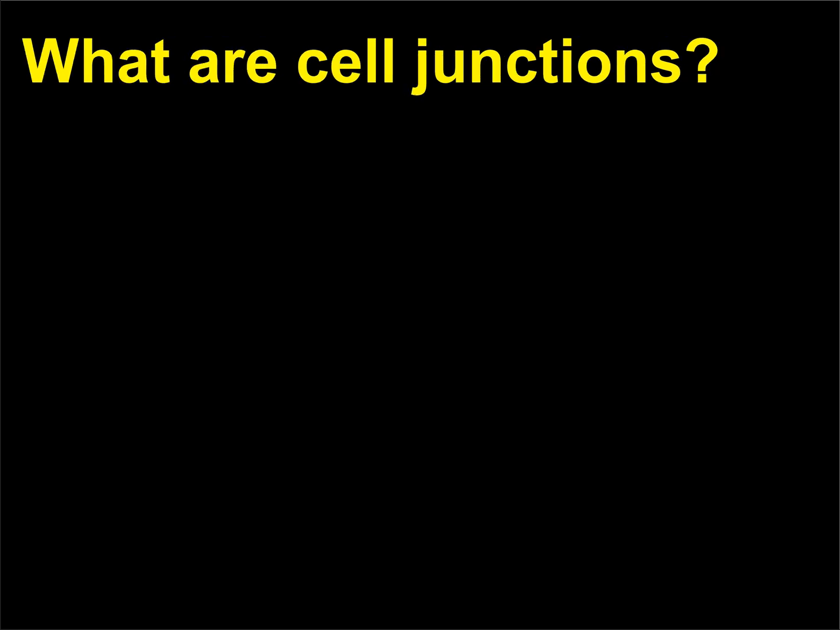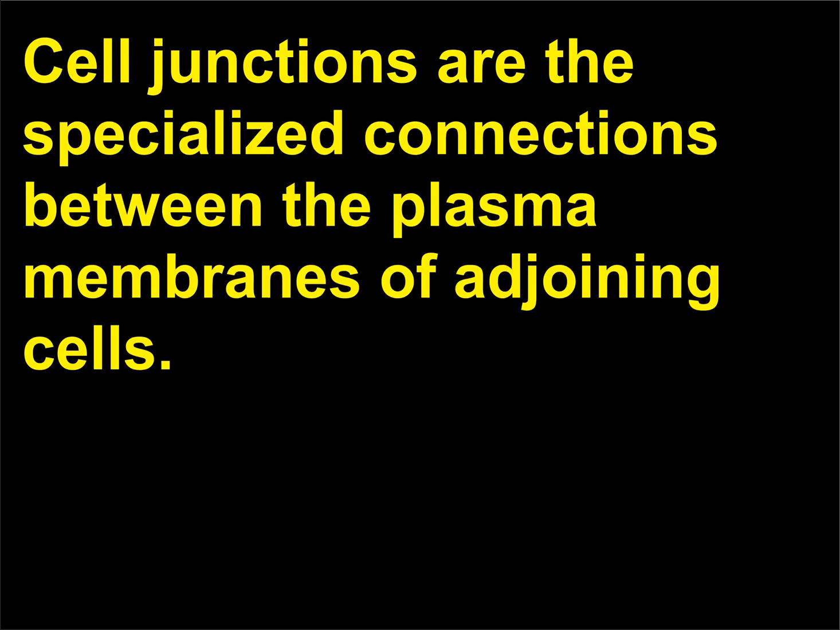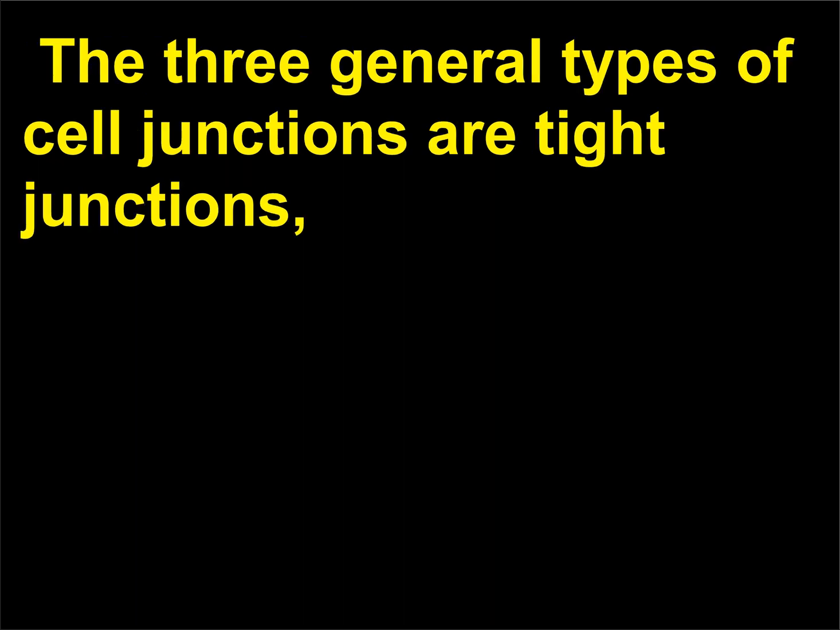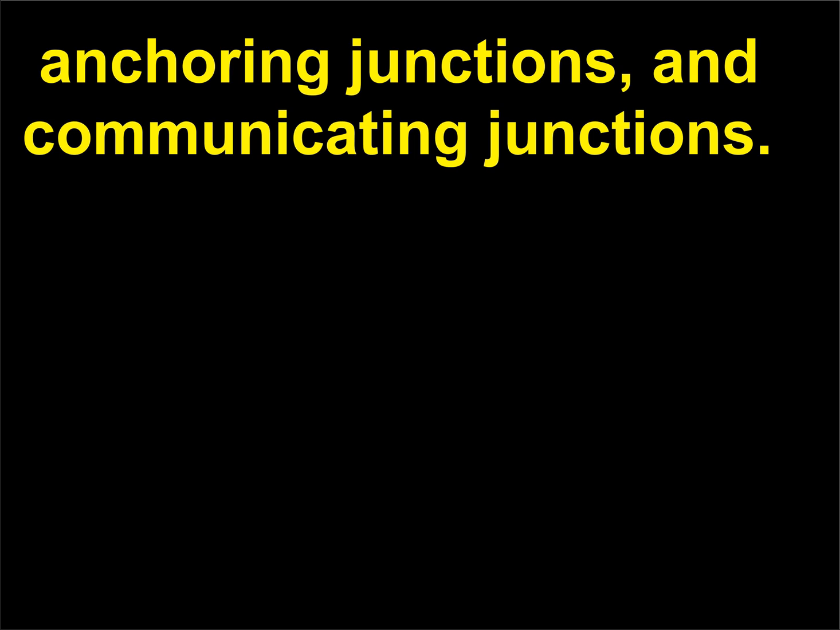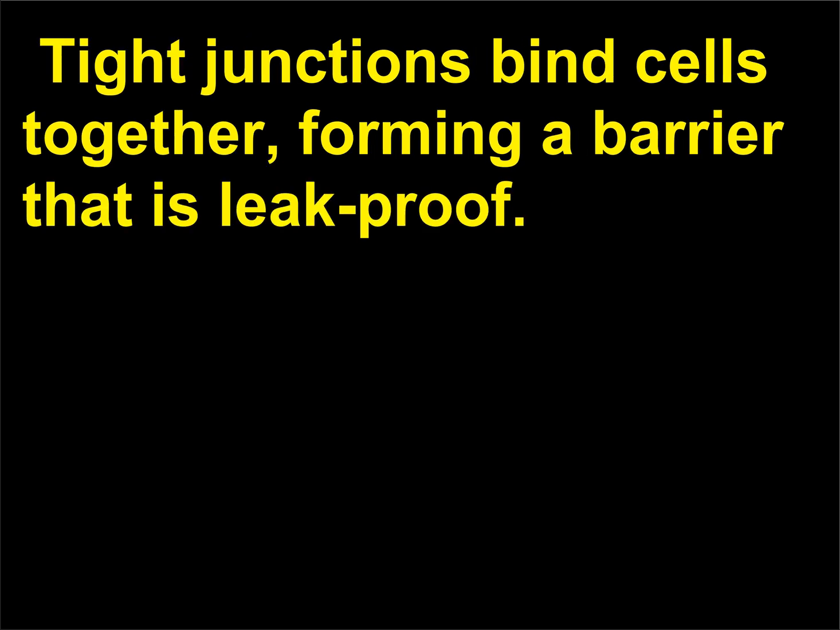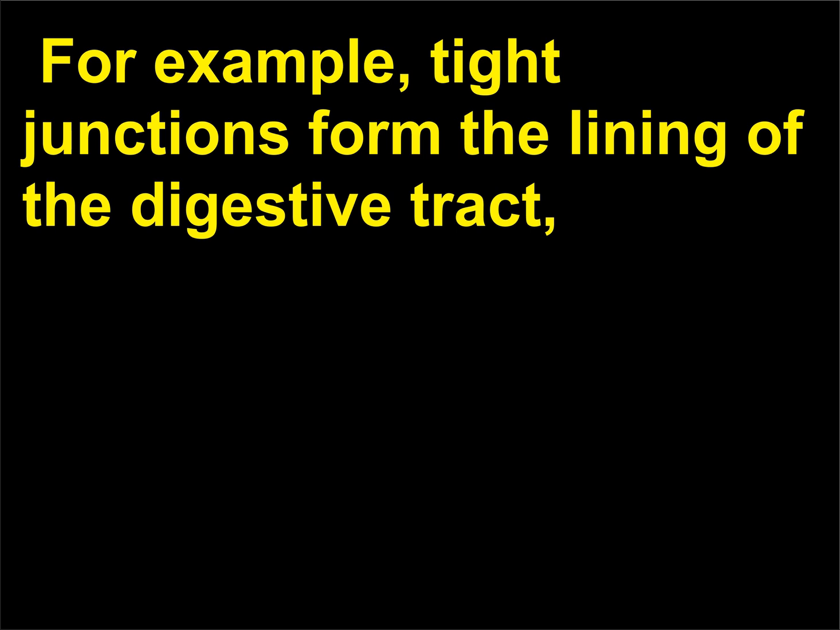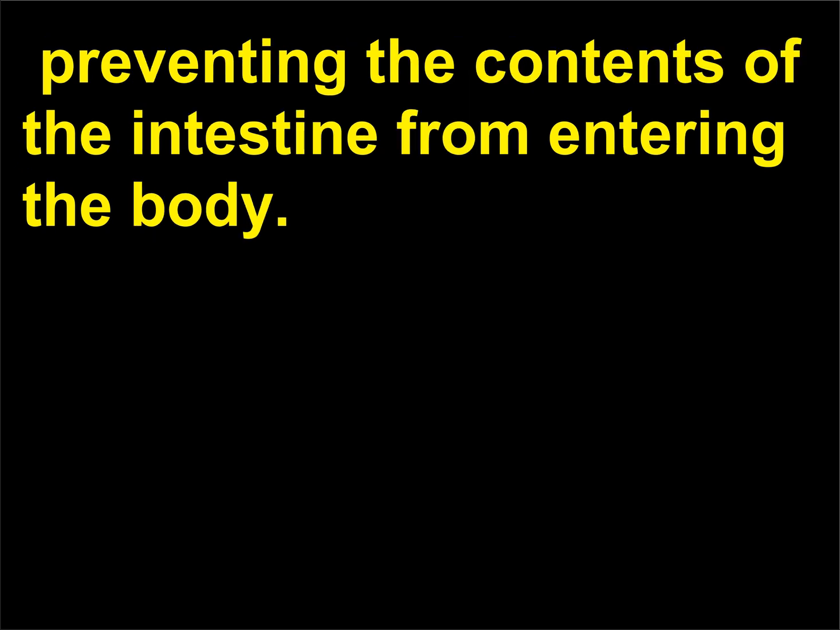What are cell junctions? Cell junctions are the specialized connections between the plasma membranes of adjoining cells. The three general types of cell junctions are tight junctions, anchoring junctions, and communicating junctions. Tight junctions bind cells together, forming a barrier that is leak-proof. For example, tight junctions form the lining of the digestive tract, preventing the contents of the intestine from entering the body.